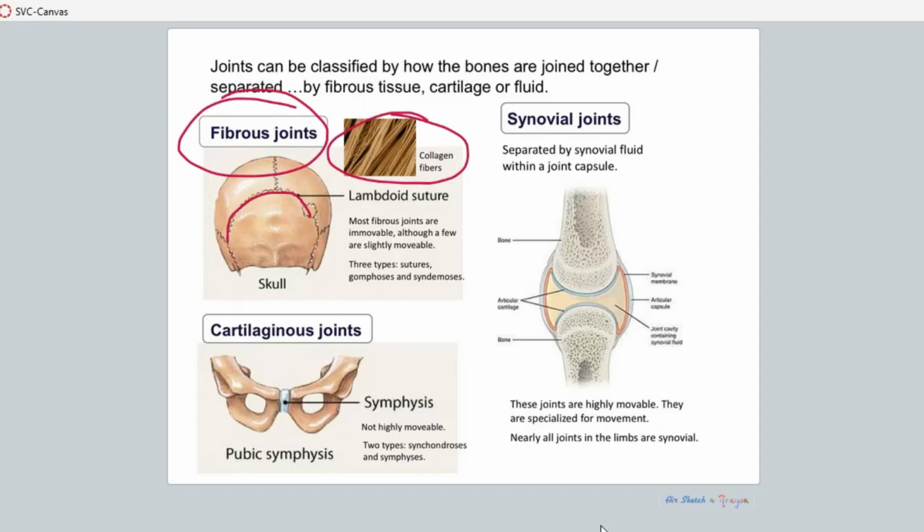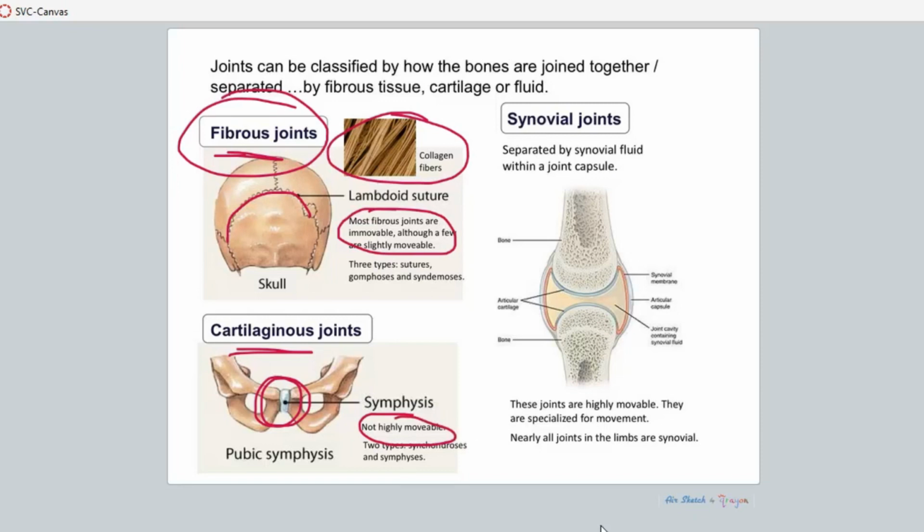Okay, then we have cartilaginous joints. And cartilaginous joints are joined by cartilage, and the pubic symphysis is a good example of this. And I want to point out that these fibrous joints and these cartilaginous joints are highly immovable. Well, most fibrous joints are immovable, and cartilaginous joints are not highly movable. So we're not getting a lot of movement there.